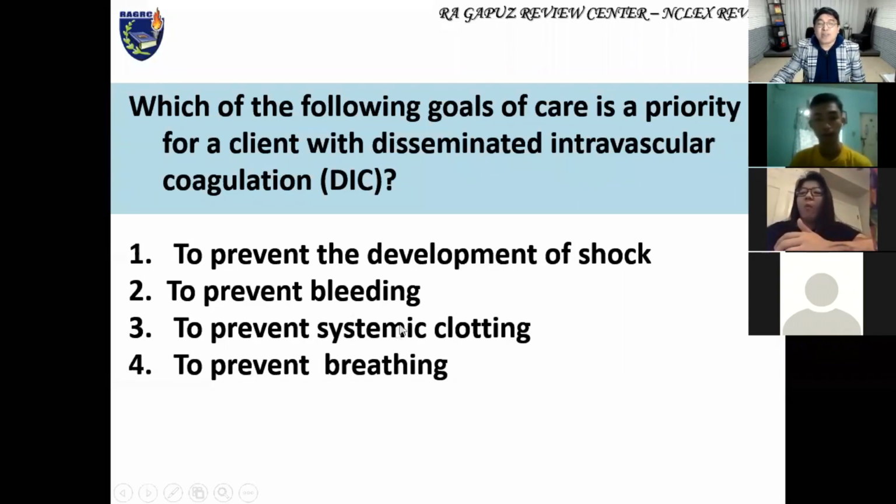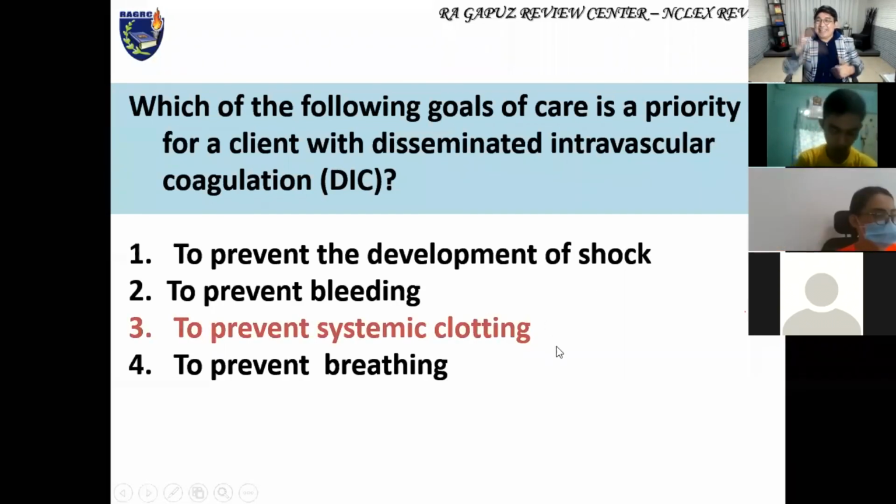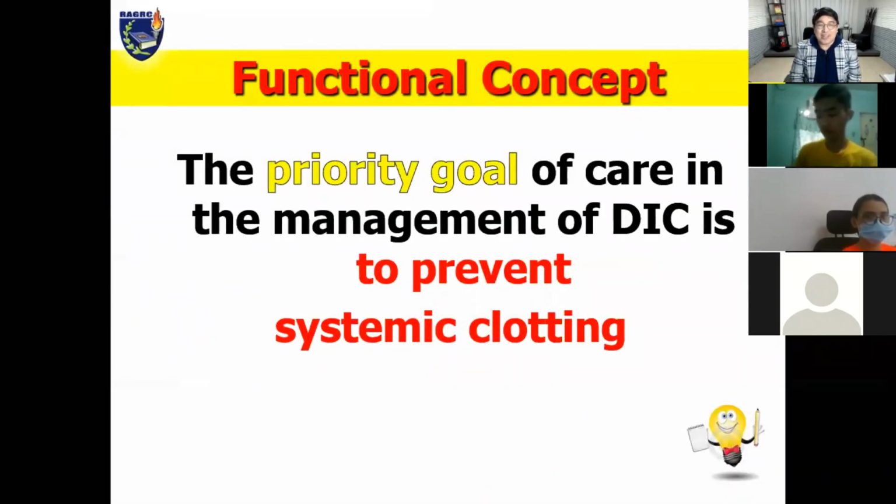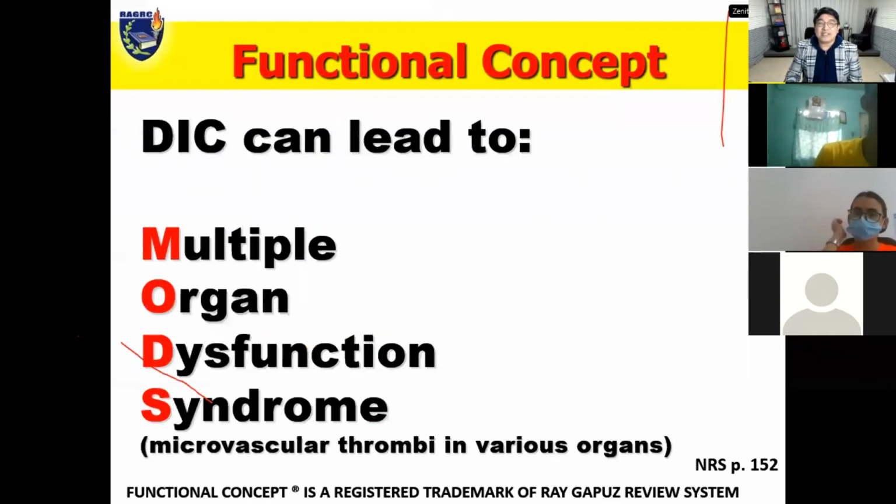What did we say? What causes the bleeding? The systemic clotting. So if this is the cause, what did we say? Deal with the cause to manage the effect. So what is our priority therefore? Is it to prevent bleeding or to prevent systemic clotting? What is the priority? It is to prevent systemic clotting. Now you know it. Excellent. So the priority goal of care in the management of disseminated intravascular coagulation is to prevent systemic clotting.